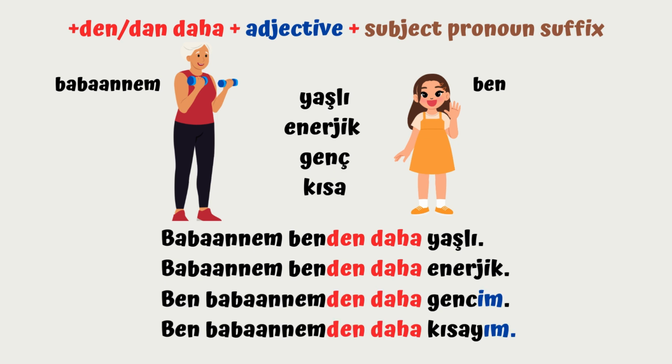Ben, I am, yeah. Babaannemden daha gencim. Okay? So subject pronoun suffix for ben is im. Yeah? And we change that ç to c. Remember, it's a consonant vowel harmony rules, it's spelling rules. And I explained that in detail. Or let's use kısa. Ben babaannemden daha kısayım. And again, im ending for ben. So we always put subject pronoun suffixes.